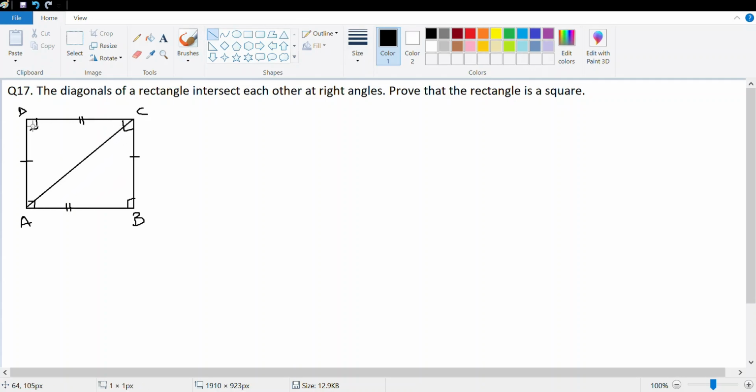Let me draw the diagonals. Let them intersect at O. Perfect. Diagonals of a parallelogram bisect each other, which means this part and this part is equal, and this part and this part is equal. Let's see if we can get something from here.